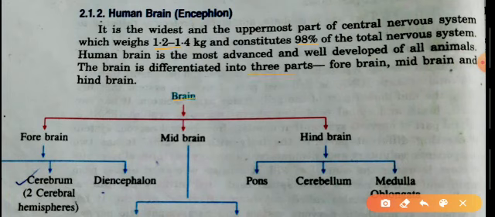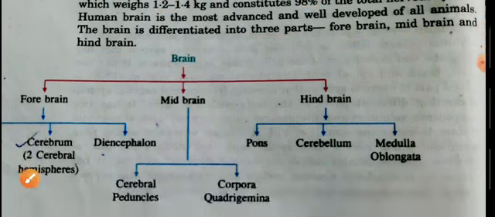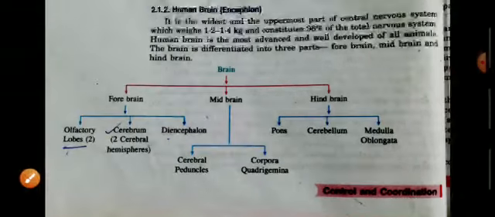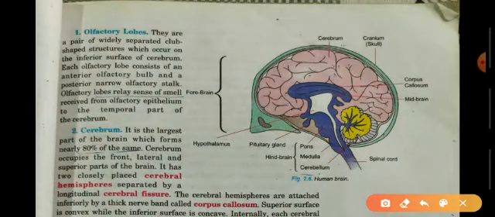The first part is the forebrain, the second part is the midbrain, and the third part is the hindbrain. The forebrain also has subparts, which are the cerebrum, second is the olfactory lobes, and third is the diencephalon. The first part now is the olfactory lobes. Olfactory lobes are a pair of club-shaped structures which are involved in relaying the sense of smell.